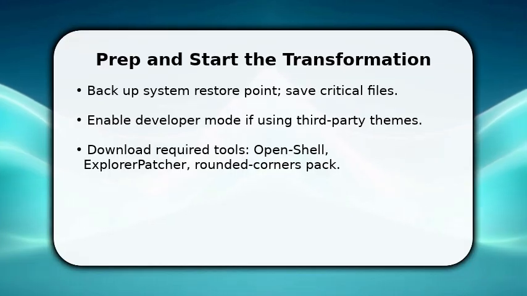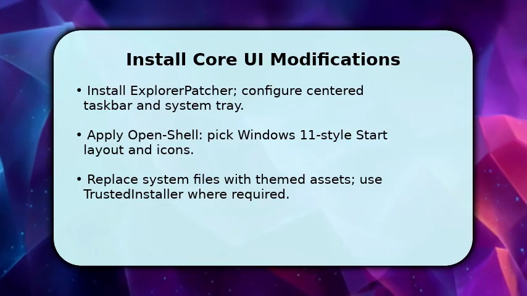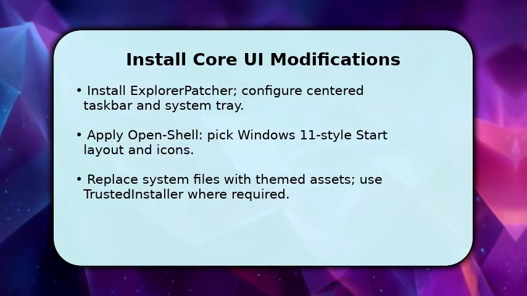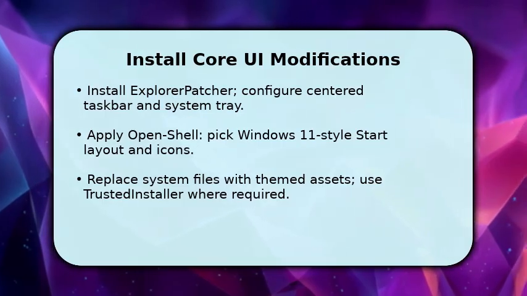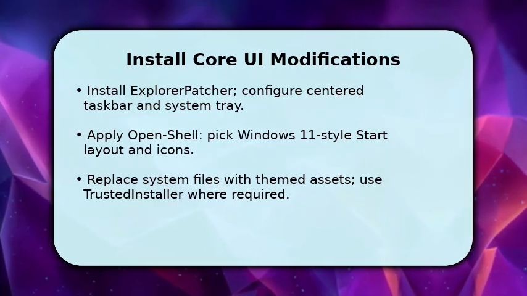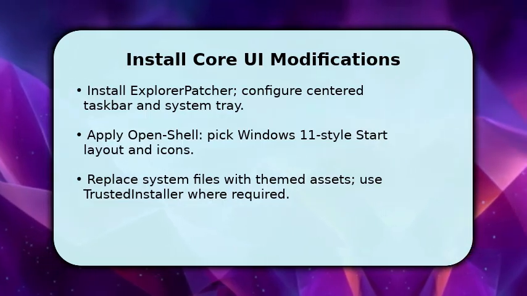You now install the UI patches in sequence so changes apply cleanly. First, run Explorer Patcher and enable the centered taskbar option. Adjust icon padding and system tray settings so items sit like Windows 11. Then install OpenShell and import a Windows 11 style start layout. Pick matching icons and fonts to maintain visual consistency.